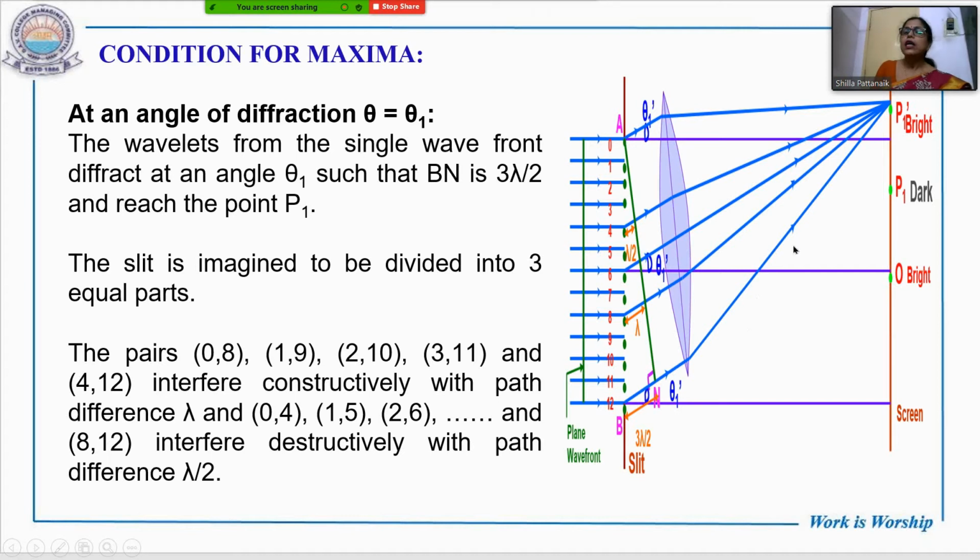But at P1 dash, you will get some light because of which part? Third part. Some light you will observe. So that point will be a bright fringe because you are getting some brightness. But is the intensity of that point same as the central bright fringe? No, miss. No. Why? Who can say?